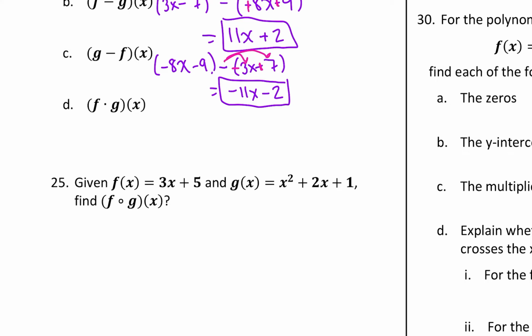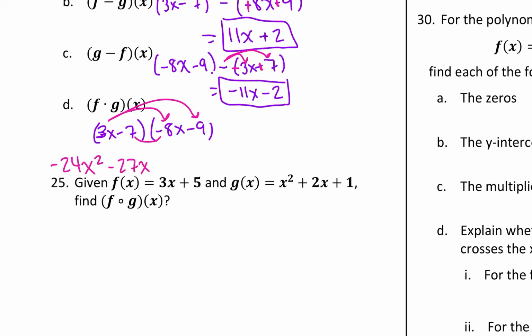And last, we got f multiplied by g of x. So we're going to multiply these two things together. So I'm going to multiply 3x minus 7 by negative 8x minus 9. And we're going to use that FOIL method. So first and outside, we multiply these two together. So 3 times negative 8 is negative 24x squared. And 3x times negative 9 is negative 27x.